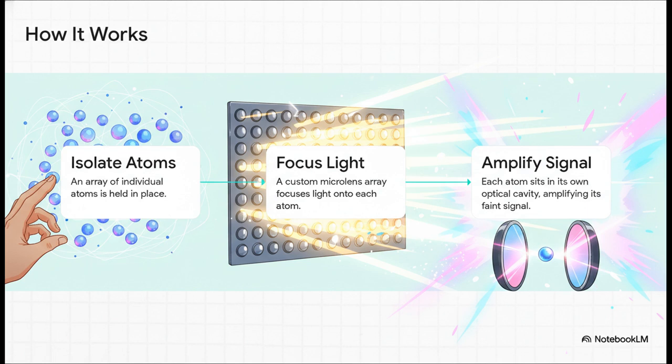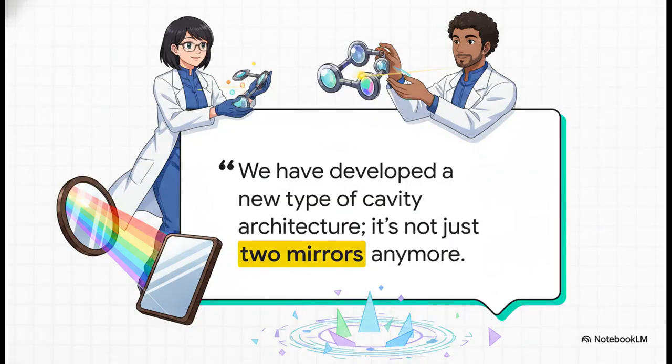And finally, here's the secret sauce. Each atom is placed in its own tiny optical cavity, a little space between 2 mirrors that traps and amplifies its faint signal like crazy. So you isolate, you focus, and you amplify. And you know, this isn't just some small improvement on an old design. As postdoctoral scholar Adam Shaw puts it, we have developed a new type of cavity architecture. It's not just 2 mirrors anymore. Integrating these microlenses is a fundamental leap forward.